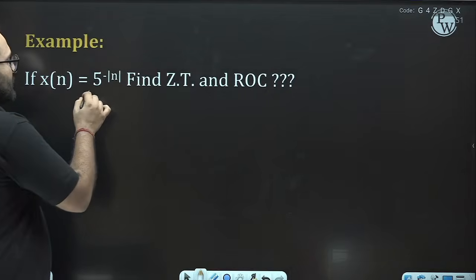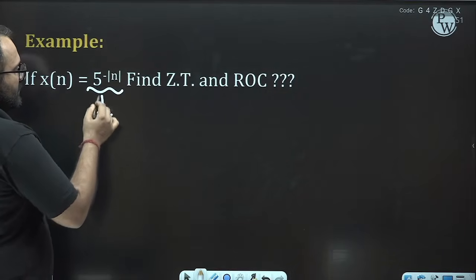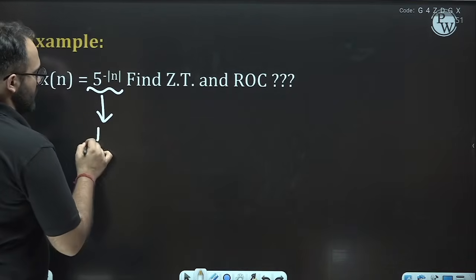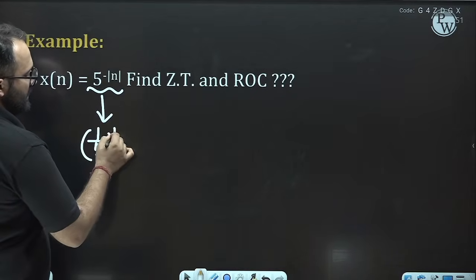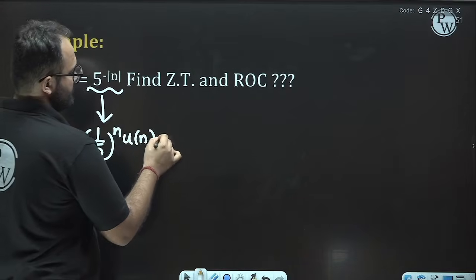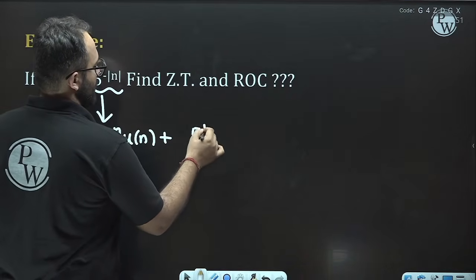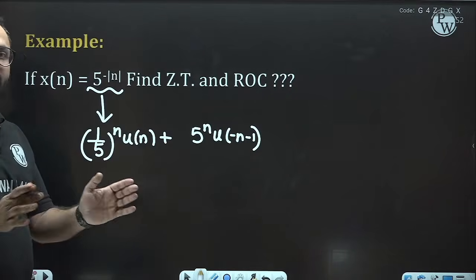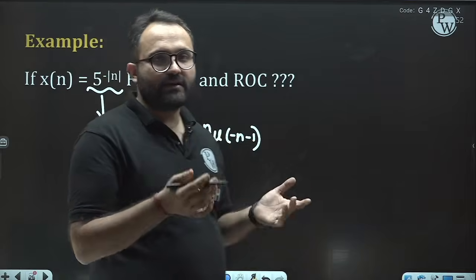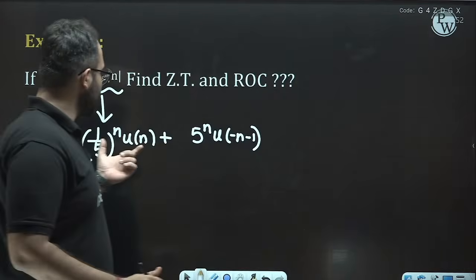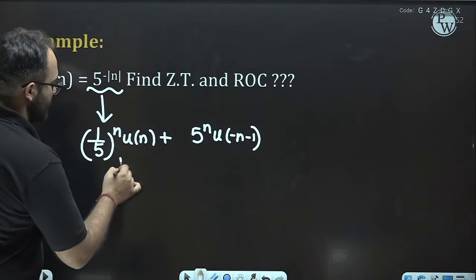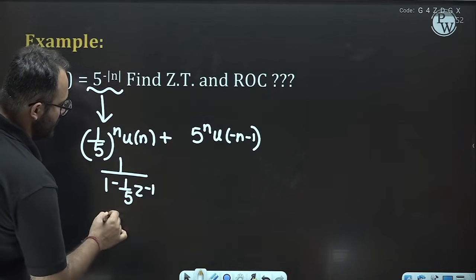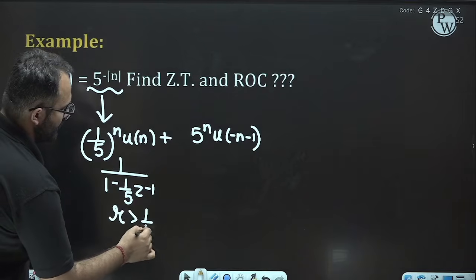Similarly for this, now this one will be an easier one. It is 1 by 5 to power n u[n], the right sided part, plus 5 to power n u[-n-1]. So right sided and left sided, we break it into two parts and then we'll get the result very easily. So this is a to power n u[n]. So the Z transform will be 1 upon 1 minus 1 by 5 Z inverse. The ROC will be R greater than 1 by 5.